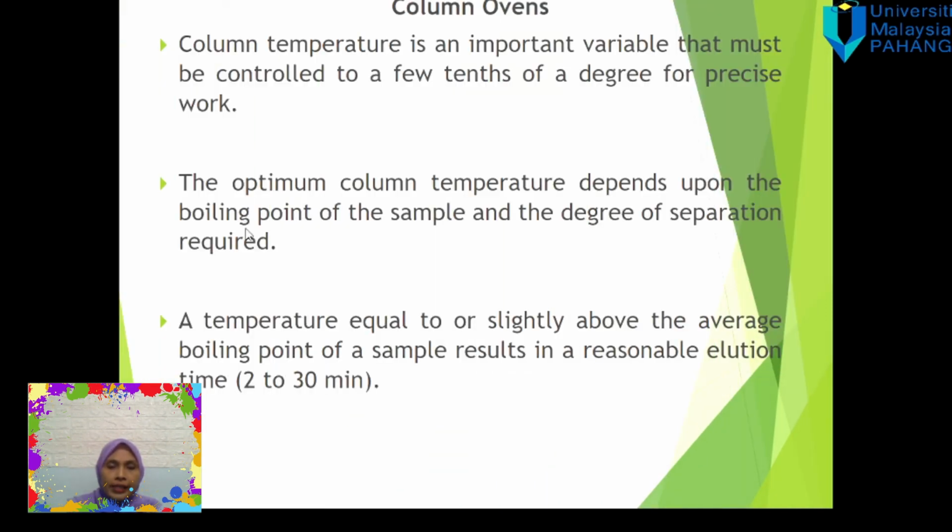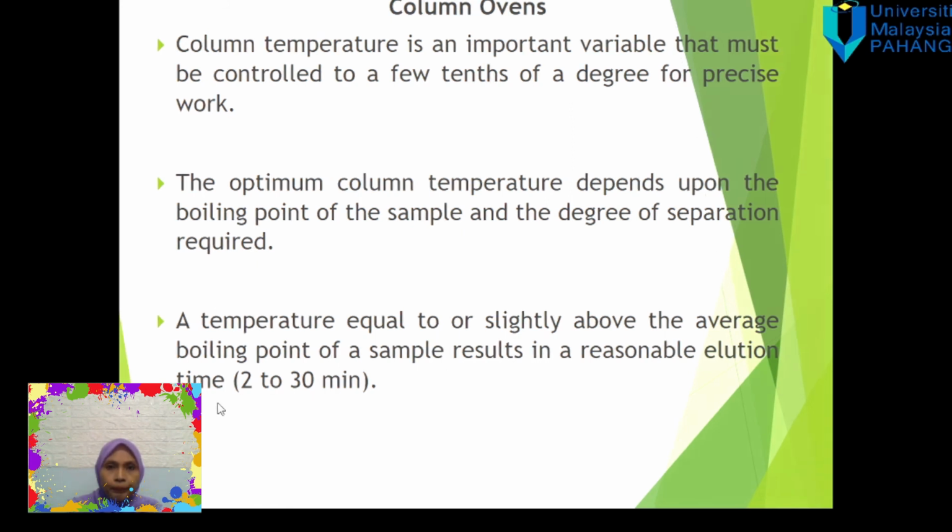And the column, as I mentioned just now, is the main compartment in GC and should have a column oven. Why? We need to vaporize all the samples or analytes, to change our analyte from liquid to gas. That's why the temperature must depend on the boiling point of our sample. So a temperature equal to or slightly above the average boiling point of the sample results in reasonable elution time.